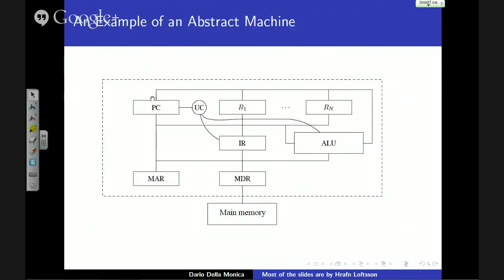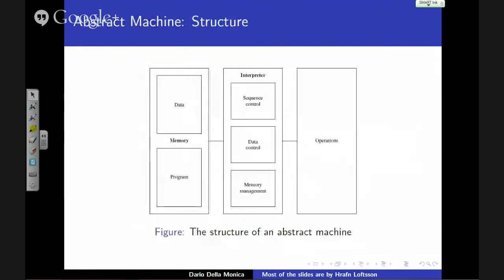Someone want to tell me what PC, program counter, stands for? I tell you again, program counter is a register that stores the address of the next instruction to execute. So in which group, which part of the interpreter, is this register located? Exactly. You got it. This is part of the sequence control. It's a data structure for the sequence control.